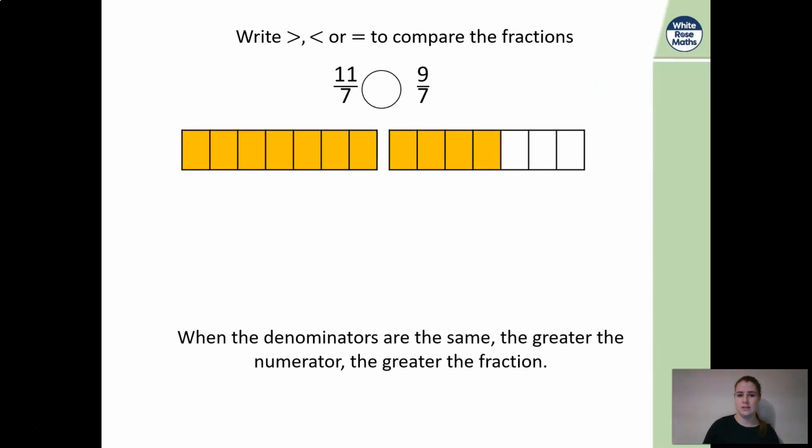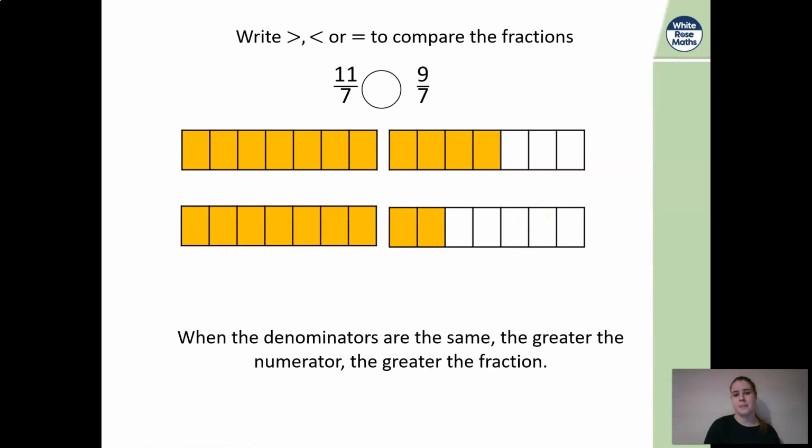Okay, if we show you this, okay, so here you've got 11/7, 2, 4, 6, 7, 8, 9, 10, 11. And here we've got 9. Okay, and here we can see that the 11/7 that's left over here is actually bigger.